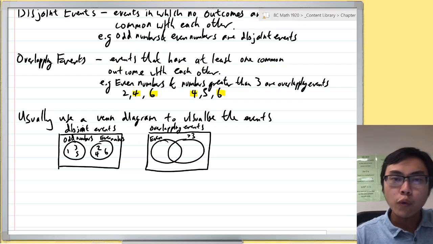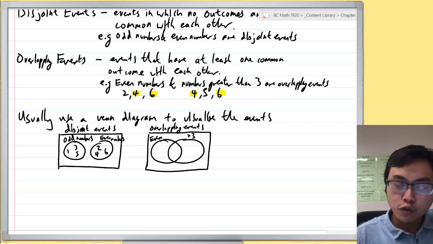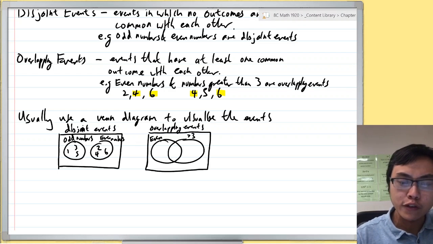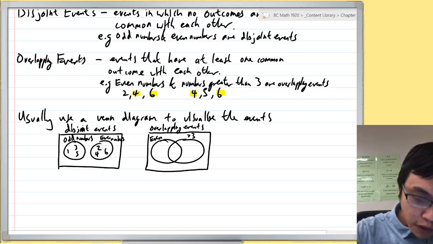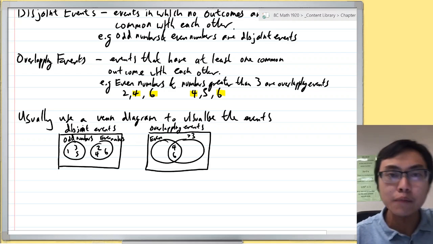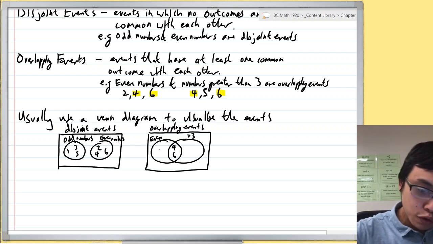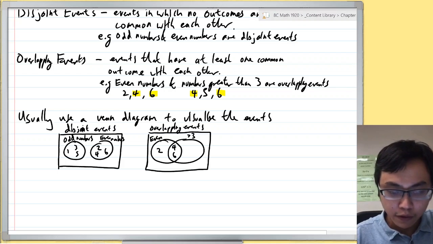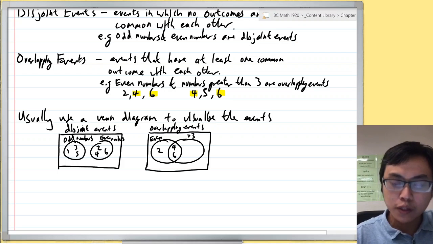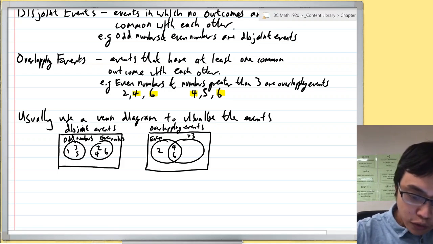So what are our events? Even numbers: there's 2, 4, and 6. But 4 and 6 are overlapping with numbers greater than 3, so I'm going to put 4 and 6 in the middle because it's overlapping. And 2 is going to be out here in the even. With numbers greater than 3, what's the only number that is left? That's going to be number 5.